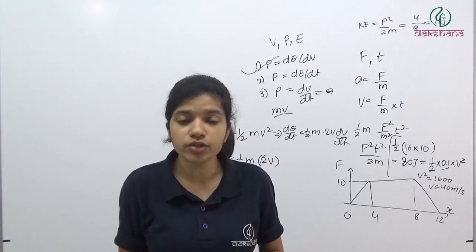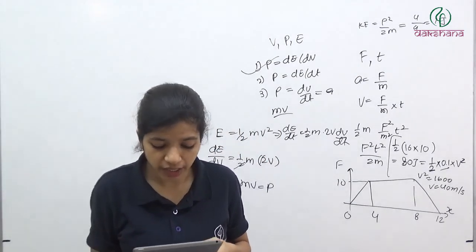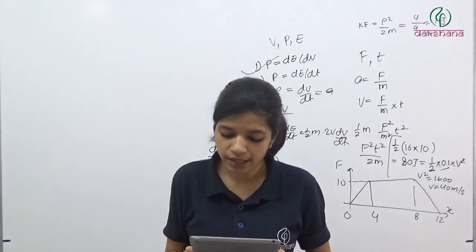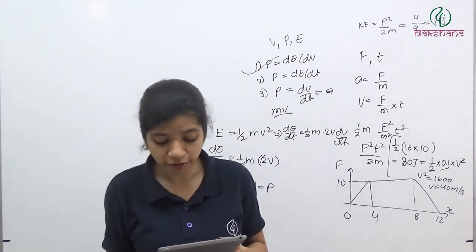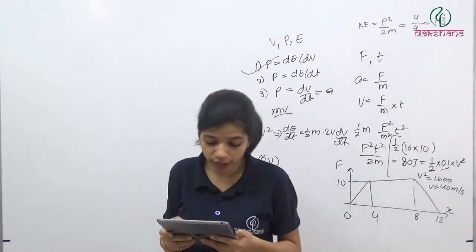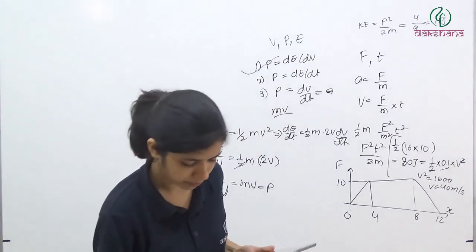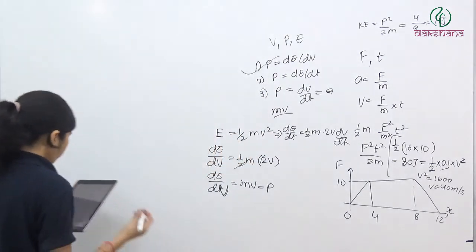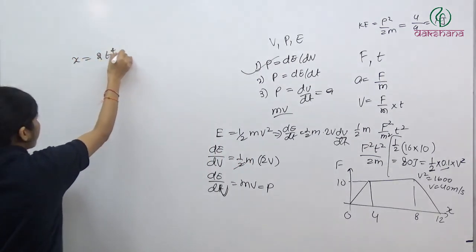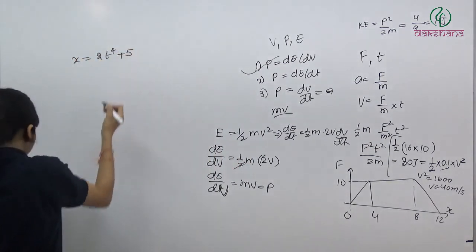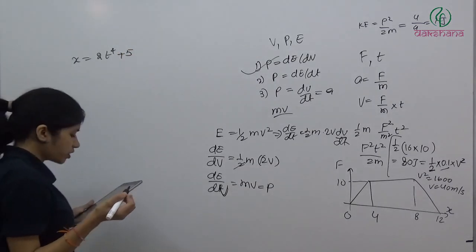Now the last question of section C. Given that the displacement of the body in meters is a function of time as follows: x is equal to 2t to the power 4 plus 5. The mass of the body is 2 kg. What is the increase in its kinetic energy 1 second after the start of motion? So we have x is equal to 2t^4 plus 5.